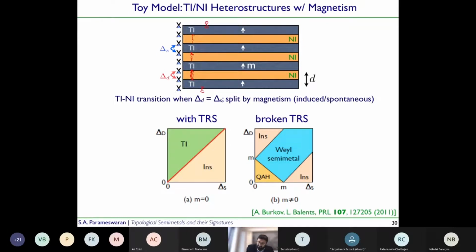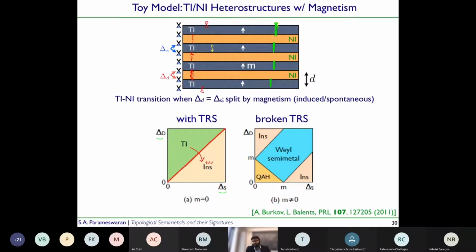In contrast, if I make the same layer coupling very strong, then the Dirac point of a TI layer gaps out against its own Dirac point, so there's no leftover surface state. So you can see that by tuning the ratio of delta S over delta D in this simple toy model, I can go directly from a TI to a trivial insulator. So this should have been trivial insulator. So this line is essentially a phase transition between a TI and a trivial insulator.